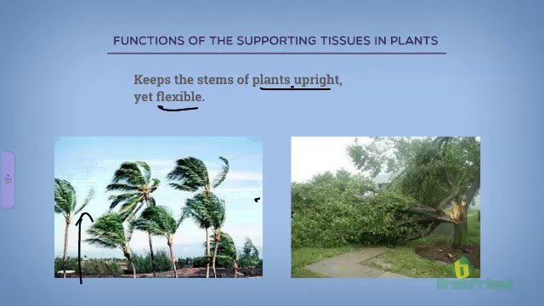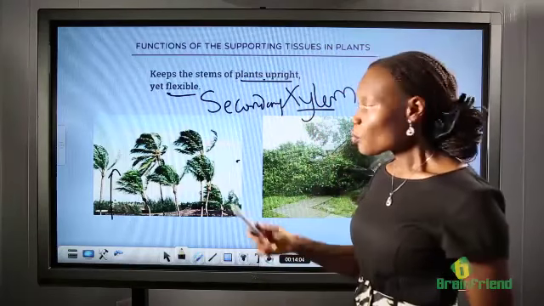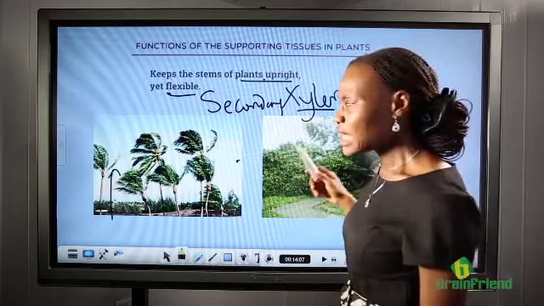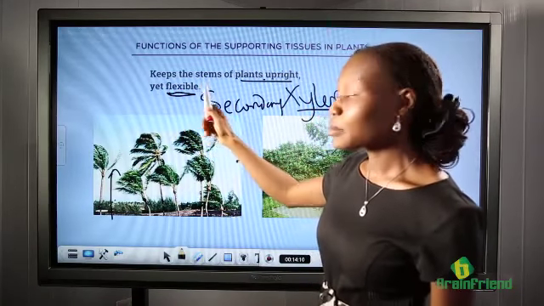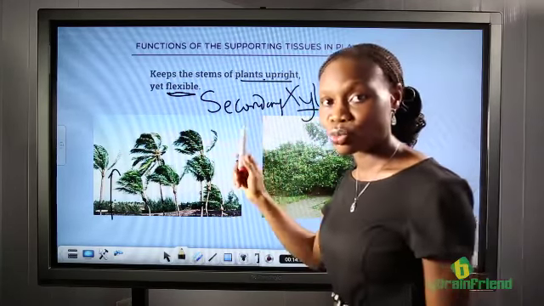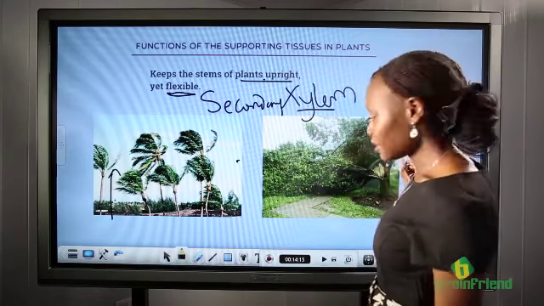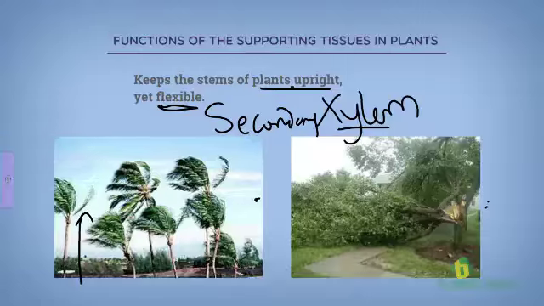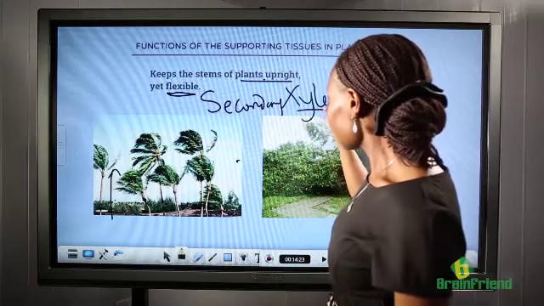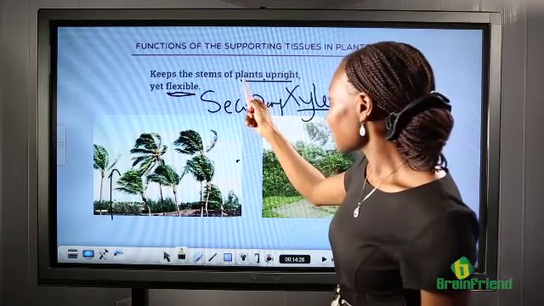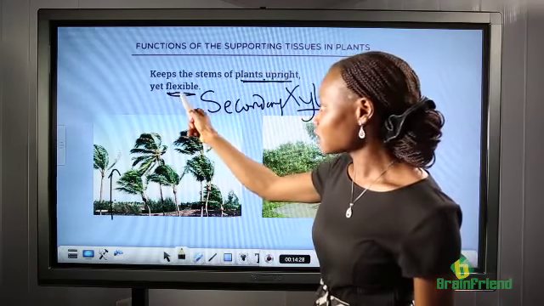But when these plants get older, the xylem, remember it is one of the supporting systems earlier mentioned, the xylem becomes older and becomes secondary xylem. When the xylem becomes the secondary xylem, it is no longer as flexible. The plant no longer is as flexible as it used to be. Therefore, with strong wind, the plant breaks instead of bending over. But generally, support tissues in plants help the plant remain upright and yet flexible.